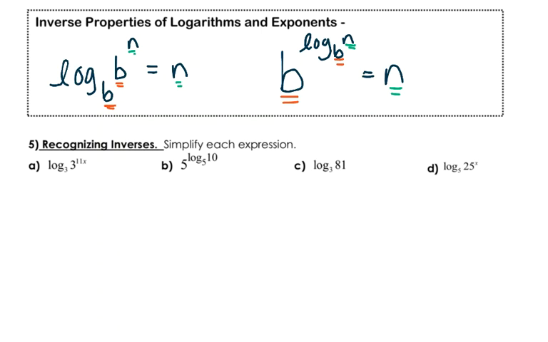Take a look at this first example. Log base 3 of 3. Do you see how those are the same? Log base 3 of 3. Since those are the same, this is going to simplify to 11x.